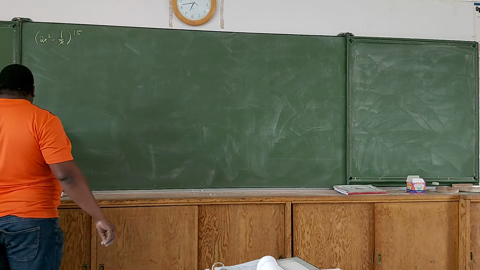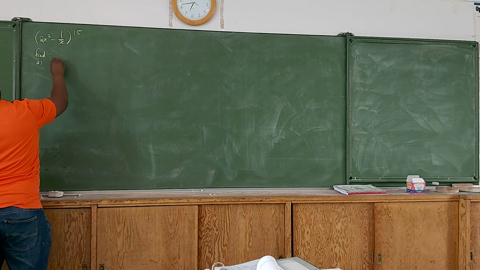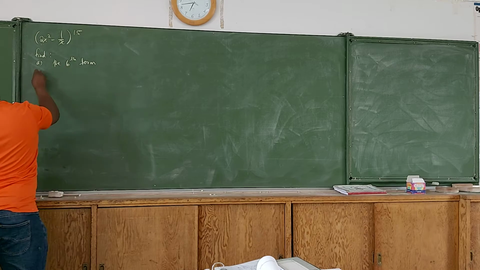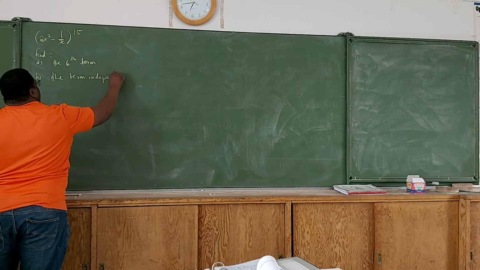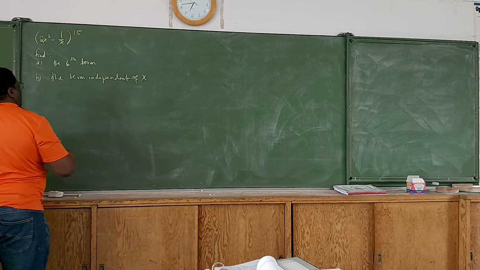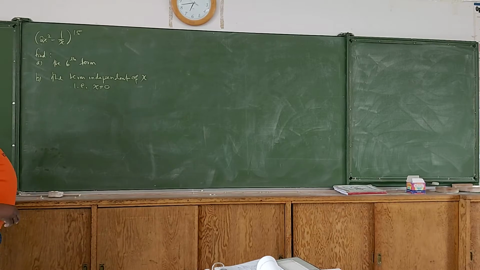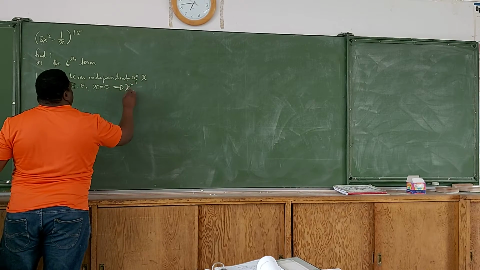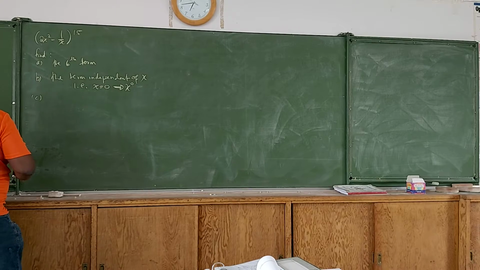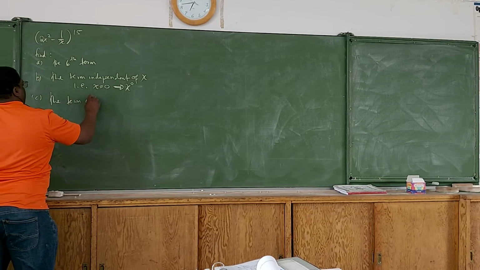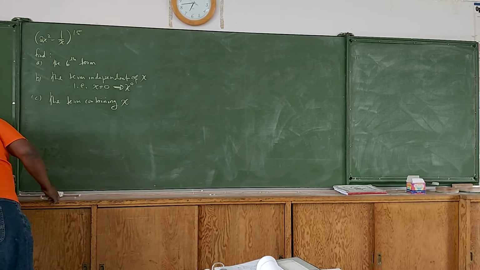Anyway, find A, the sixth term. B, the term independent of x. That is x raised to 0, which will become x to the 0 when we are coming in there. Part C, the general term containing x to the 6.